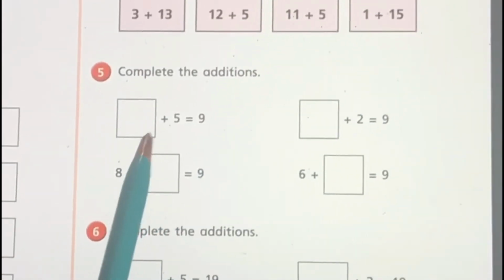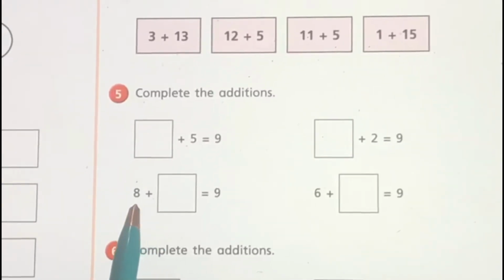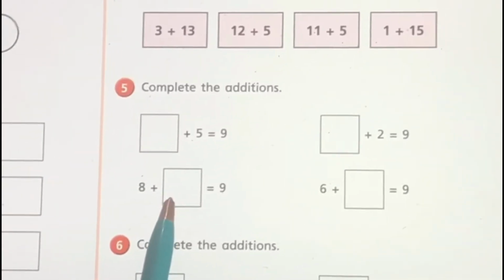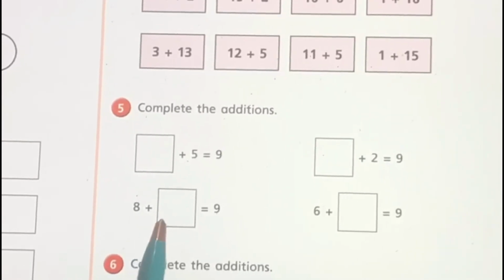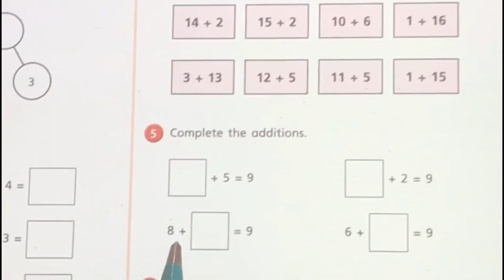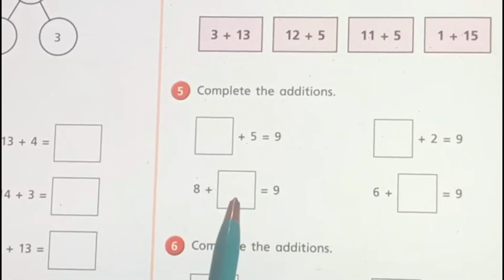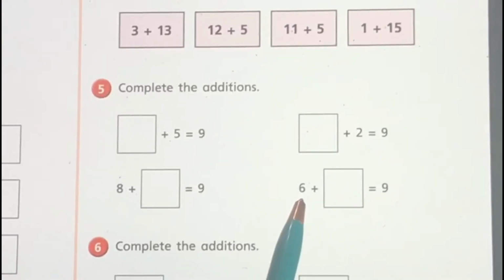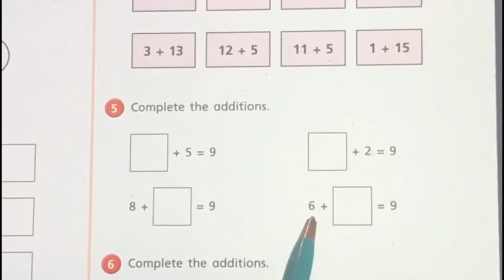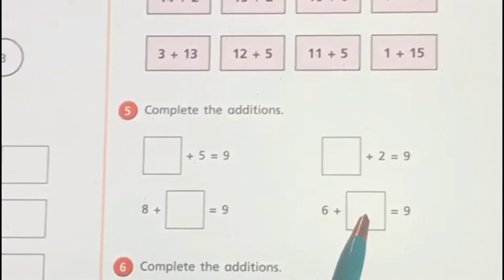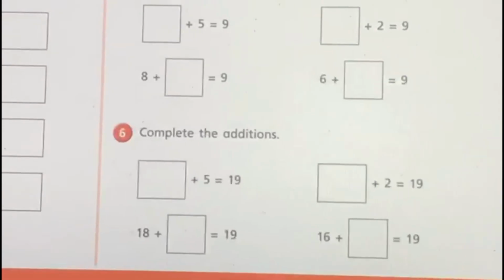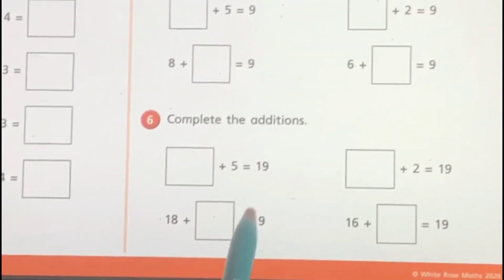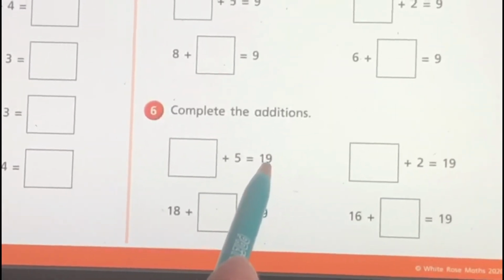And then we've got some addition here to do. Okay, so remember, since we've done plenty of missing number sentences, this is 8, add what makes 9. So what do you have to add to 8 to get to 9? 6, add what makes 9? What goes with 6 to make 9? So you can start at 6 and count on until you get to 9. Okay, and then for question 6, it's the 2-digit number again. So you're working with a number which has 1 ten and some ones.